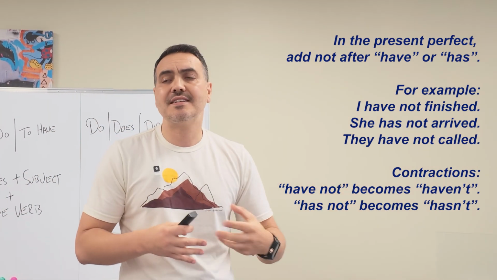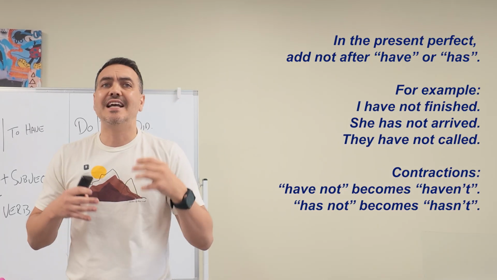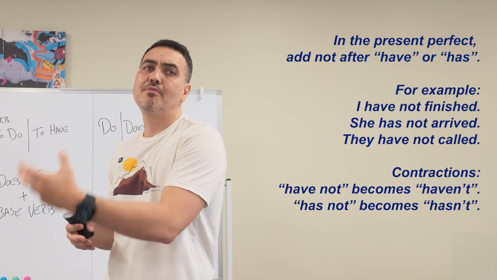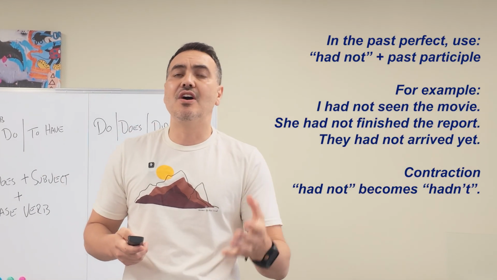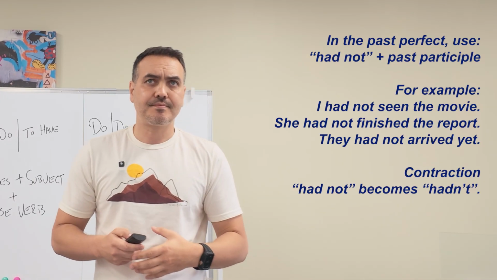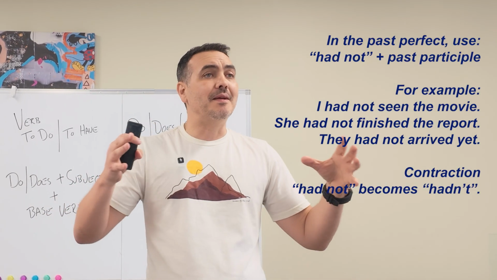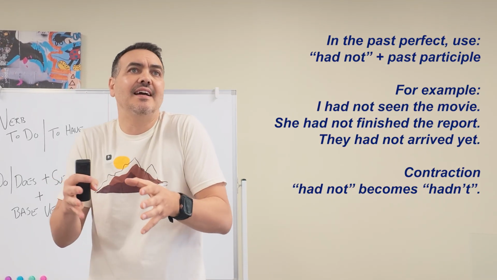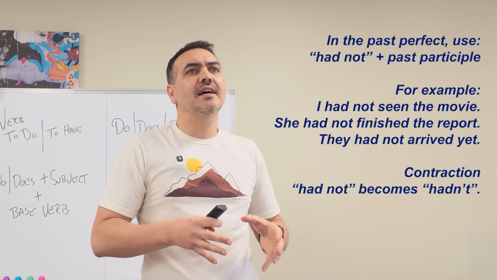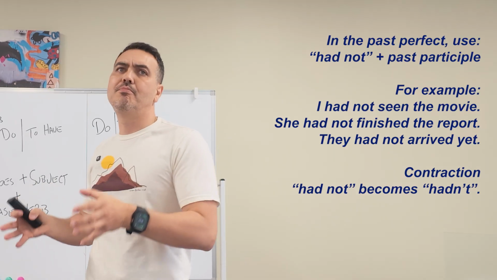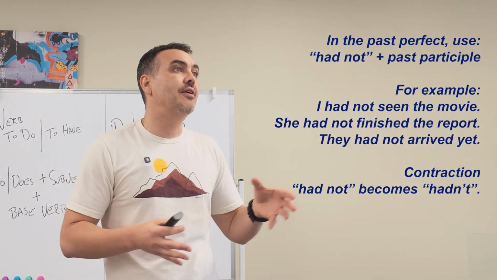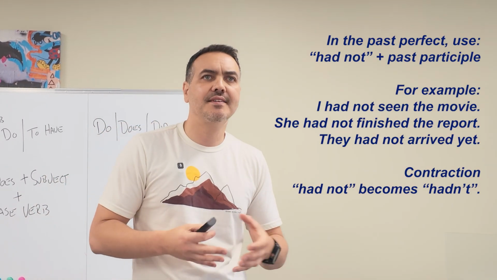In the past perfect, use had not and then the past participle. I had not seen the movie. She had not finished the report. They had not arrived yet. And then, of course, if we contract that, the had not, that becomes hadn't, okay? I hadn't seen the movie. She hadn't finished the report. They hadn't arrived yet, okay?